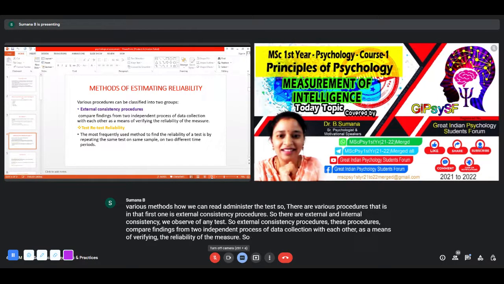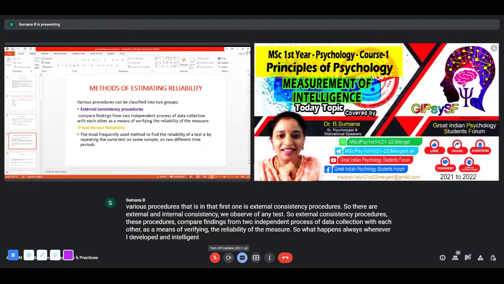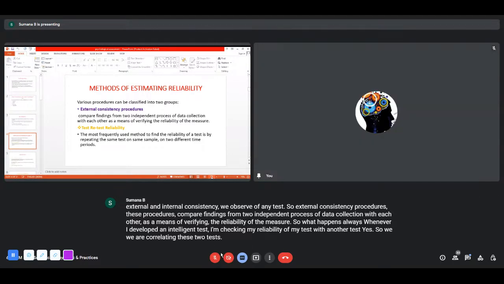So what happens? Whenever I develop an intelligence test, I check the reliability of my test with another test. So we are correlating these two tests, the previously developed test and the present test. Okay.